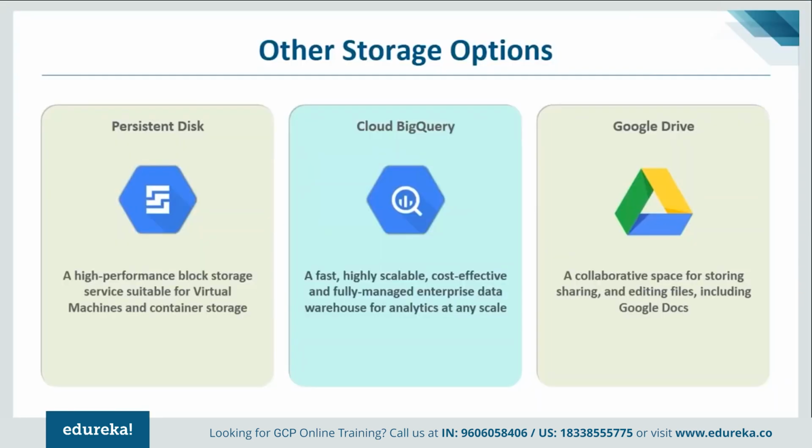Now that we have seen Cloud Spanner, here are some other useful cloud storage options. We have the persistent disk, Cloud BigQuery, and Google Drive. Now, persistent disk is a high-performance block storage service suitable for virtual machines and container storage. It offers an unmatched price to performance ratio. You only pay for the capacity and you are never charged for the provisioned IOPS. Additionally, persistent disk offers multi-reader mounts and on-demand volume resizing to simplify operations.